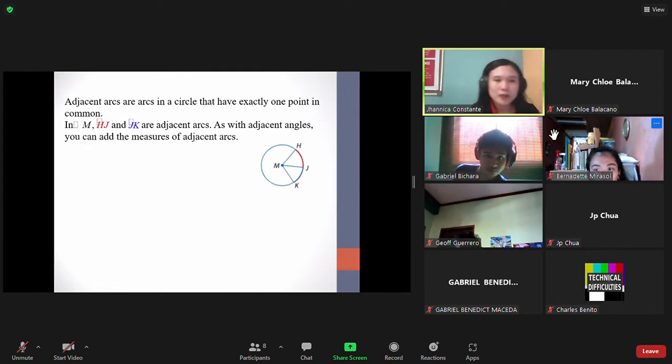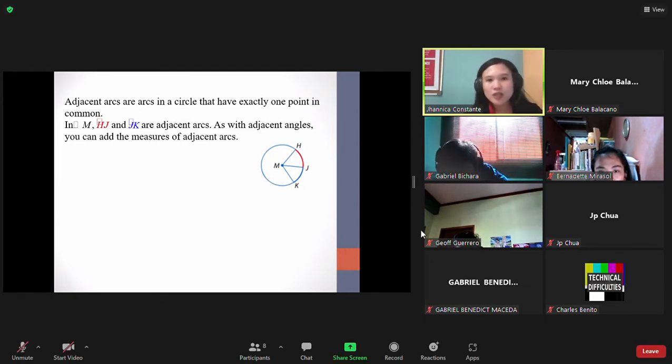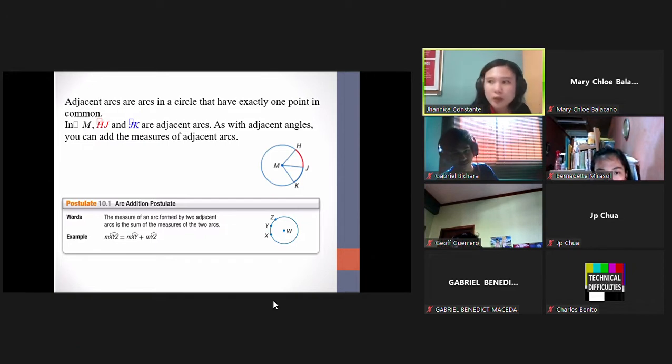We also have the theorem about the adjacent arcs. Adjacent arcs are arcs in a circle that have exactly one point in common. For example, in circle M, arc HJ and arc JK have the same endpoint, which is J, or the radius MJ. When we are solving for adjacent arcs, we add these two arcs. The measure of an arc formed by two adjacent arcs is the sum of the measures of the two arcs.